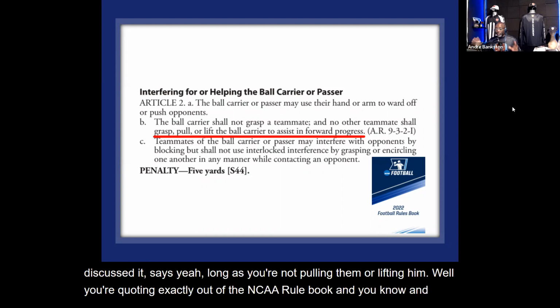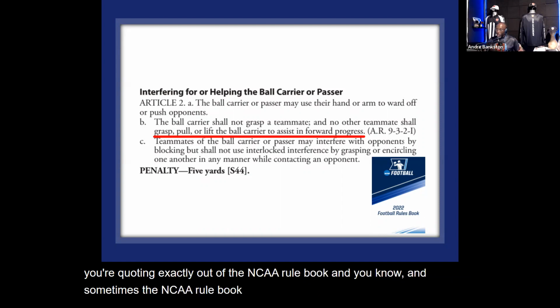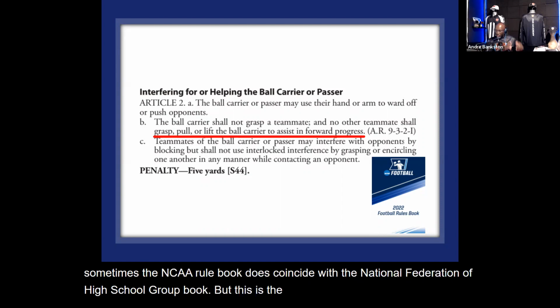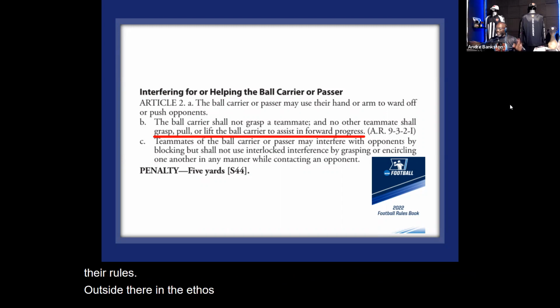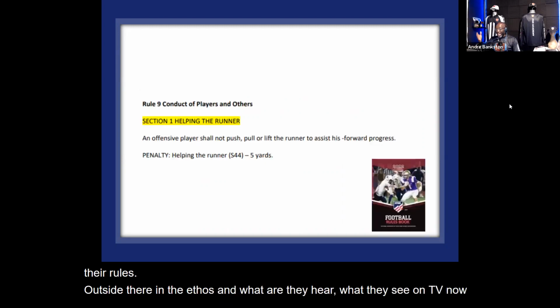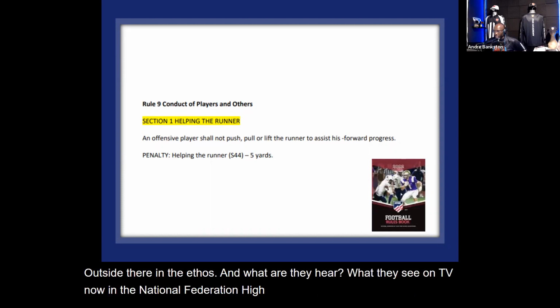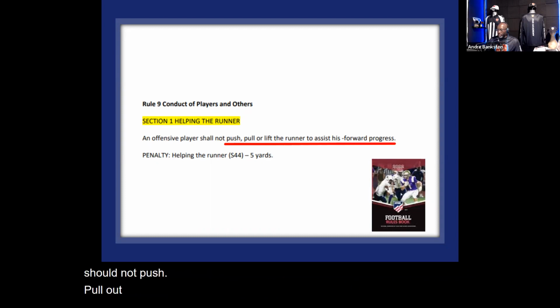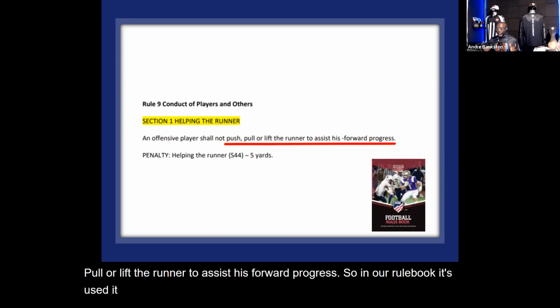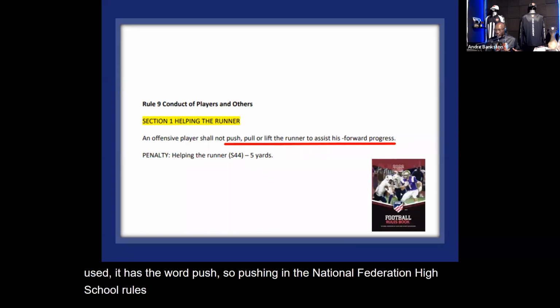Sometimes the NCAA rulebook does coincide with the National Federation High School rulebook. But this is the difference between an official trained in the National Federation High School rules and one who just learned their rules out there in the ether, from whatever they hear and what they see on TV. Now, in the National Federation High School rule book, it says that an offensive player should not push, pull, or lift the runner to assist his forward progress. So in our rule book, it has the word push. So pushing in the National Federation High School rules is illegal.